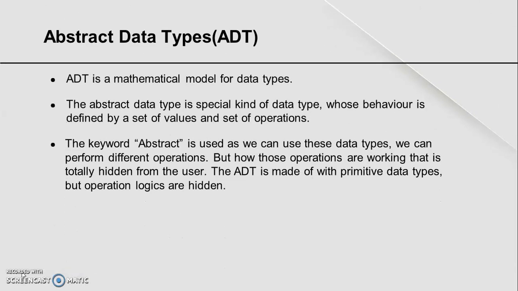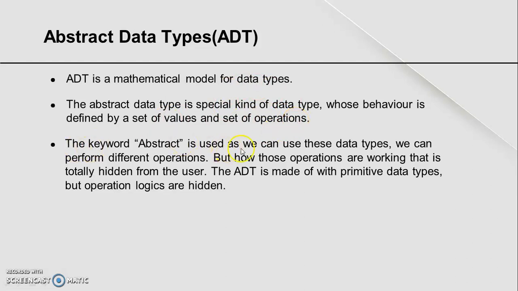Abstract data types, as the definition indicates, is a mathematical model for data types. An abstract data type is a special kind of data type whose behavior is defined by a set of values and a set of operations. So just for understanding as a beginner, whenever we define the abstract data type or ADT of any data structure, our main focus will be to identify two main components, that is the set of values and the set of operations.